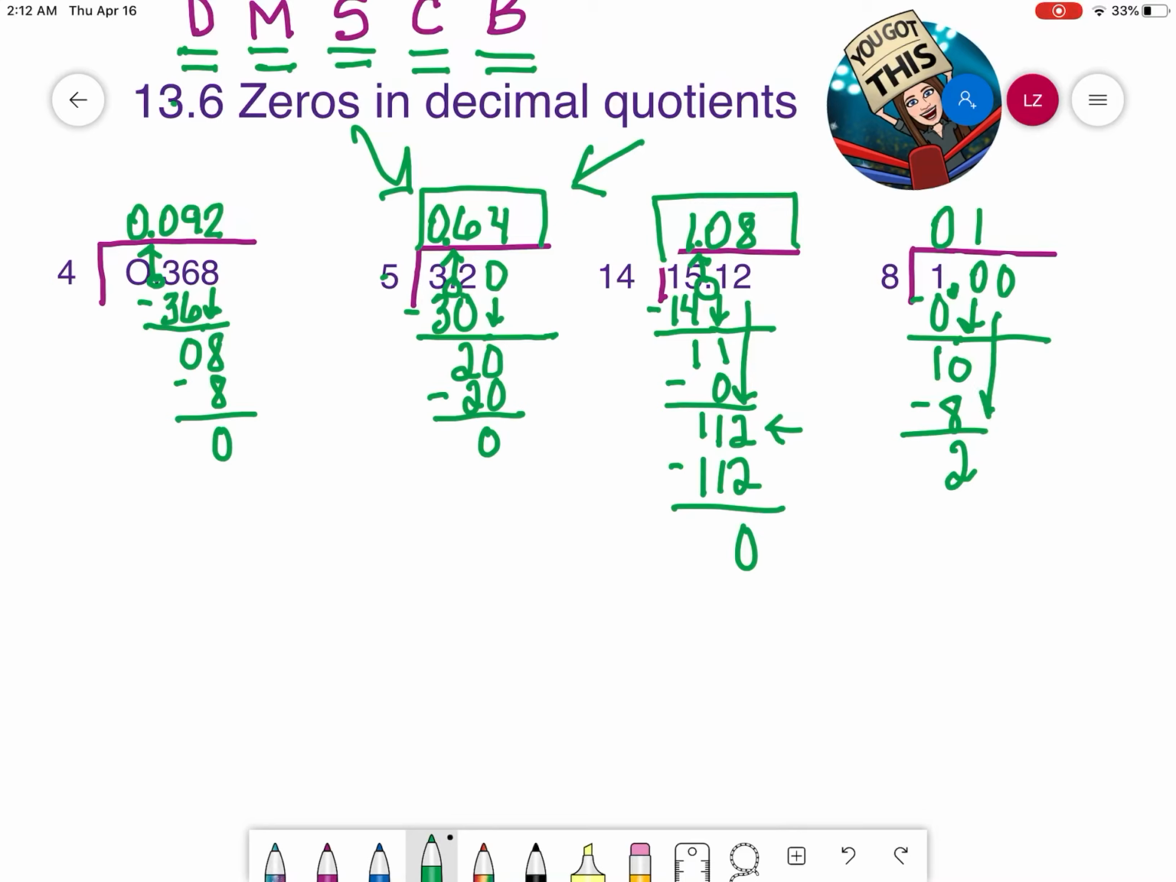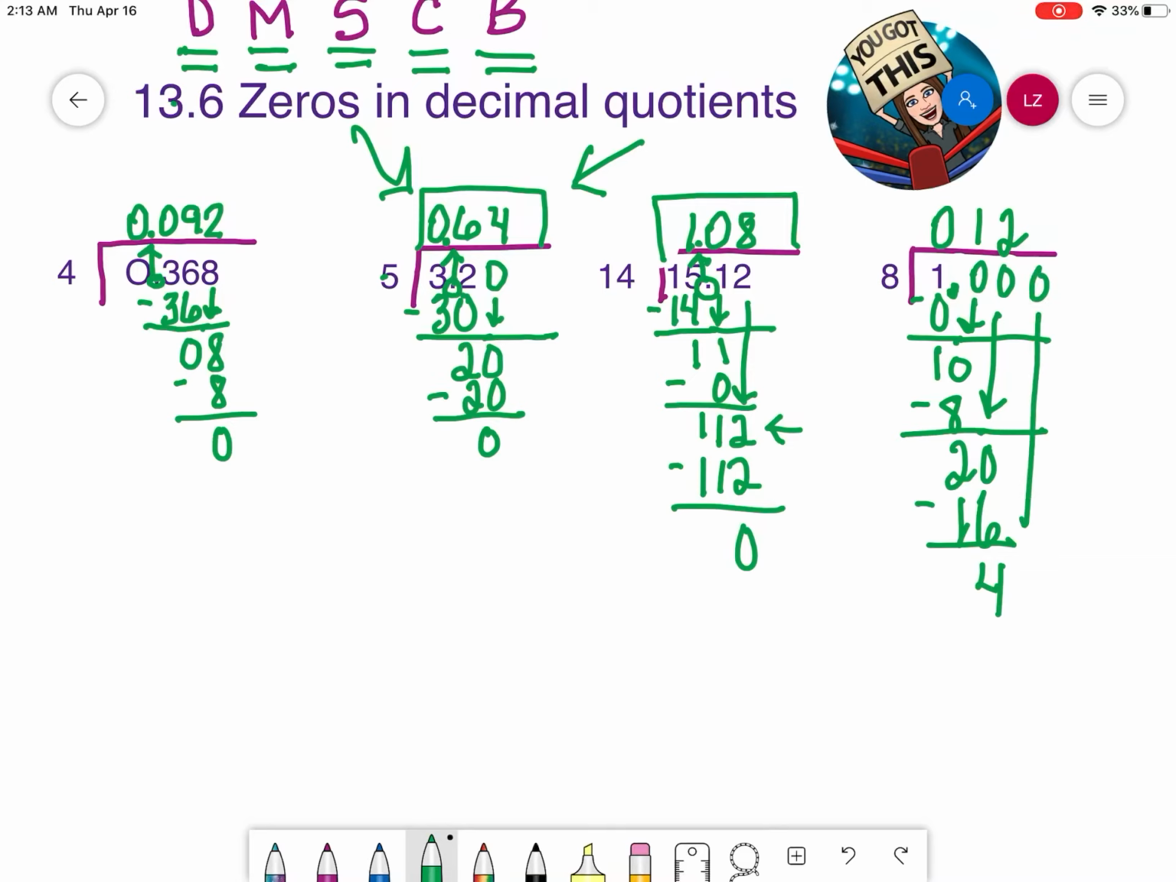So let's bring this 0 down and we get 20. 8 goes into 20 how many times? Well, it goes in once, it goes in twice, 3 times. Nope, not 3 times. 3 times 8 is 24. So let's just say 8 goes into 20 twice. 2 times 8 is 16, subtract, and we still have a remainder. No problem. We're going to keep adding zeros till it comes out even.